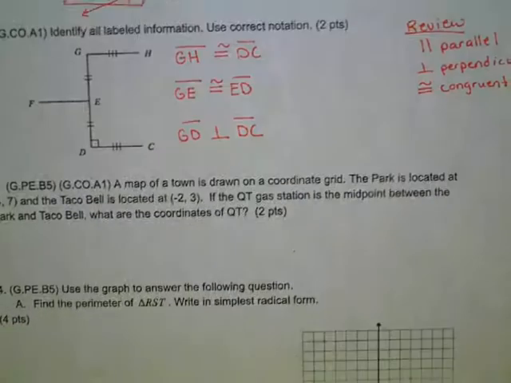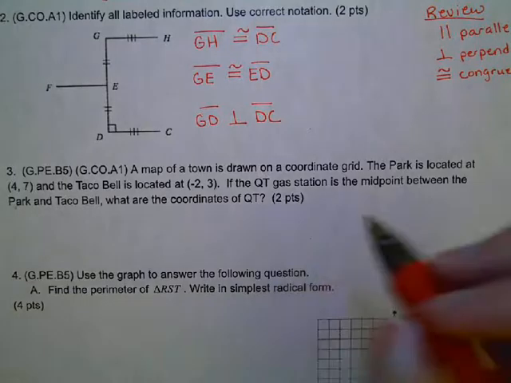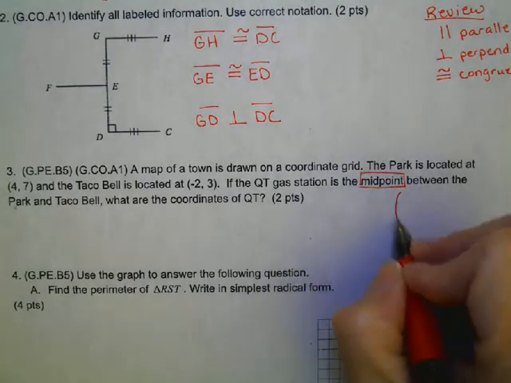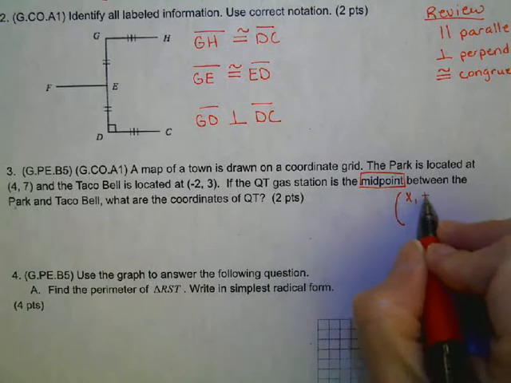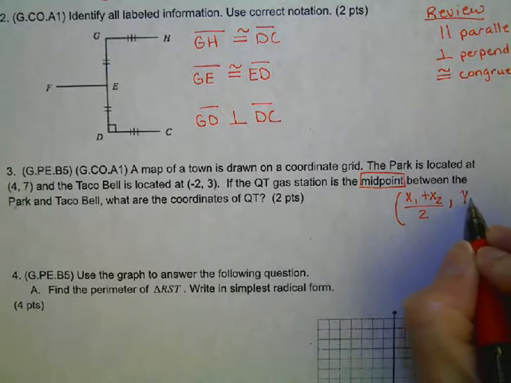Alright, let's go to the next one. Using our formulas here, a map of the town is drawn on the coordinate grid. The park is located at (4, 7) and Taco Bell is at (-2, 3). If the QT is the midpoint between the park and Taco Bell, what are the coordinates of the QT? So here you see the word midpoint. The midpoint formula is (x1 plus x2) divided by 2 and (y1 plus y2) divided by 2.